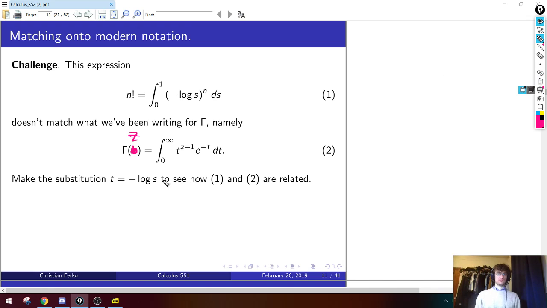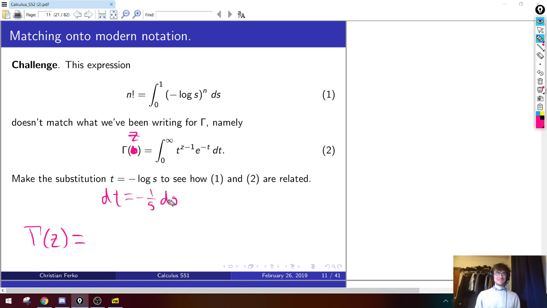All right, we make the substitution t equals negative log s, where dt equals negative 1 over s times ds. Good. Okay, and then what does this integral look like? Let's see. It's going to be... I'm trying to think about... Oh, that's lovely!